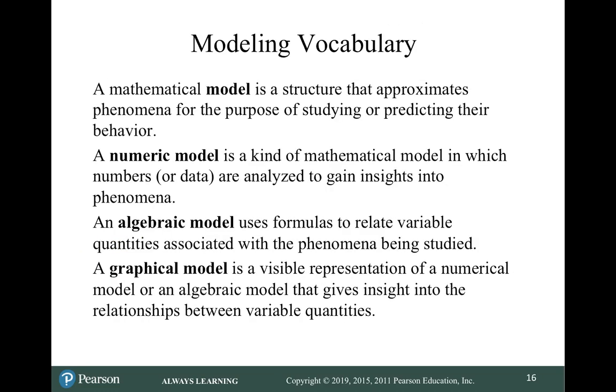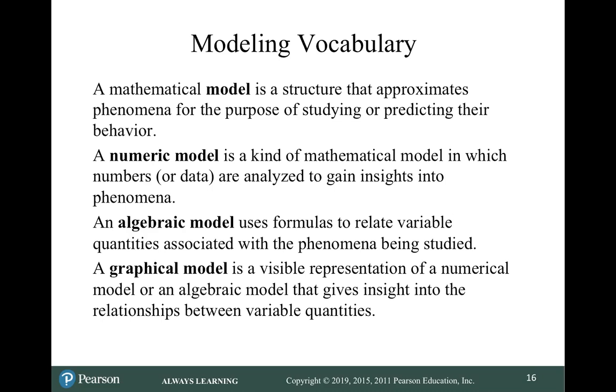The first thing we're going to talk about is models. So we've been using models since we started really talking about algebra way back in 5th, 6th, 7th grade. So modeling is a way of looking at a problem from a different angle. So a mathematical model is a structure that approximates phenomena for the purposes of studying or predicting behavior.